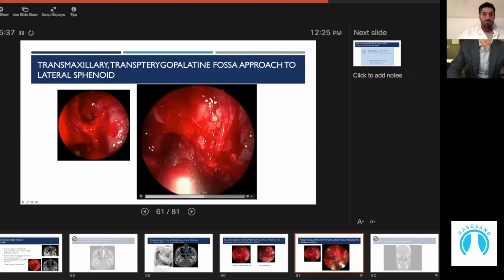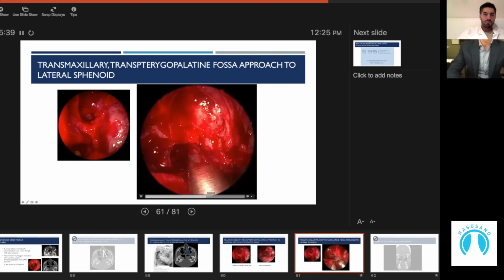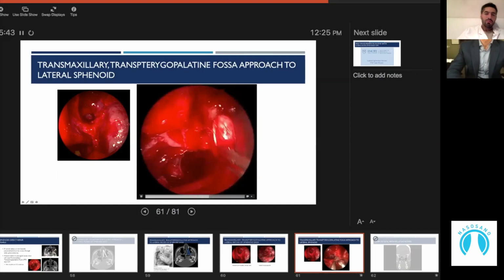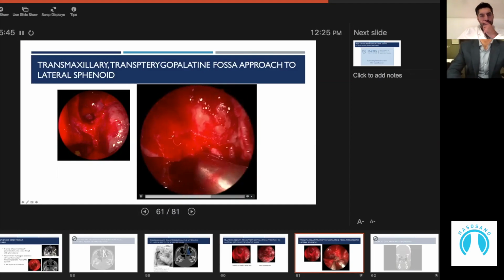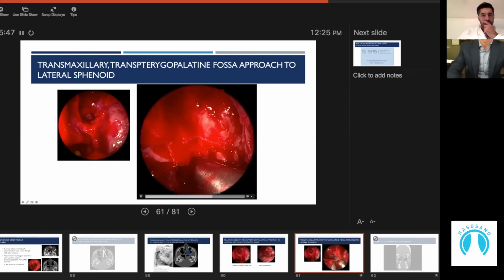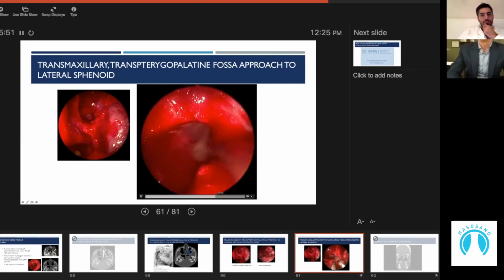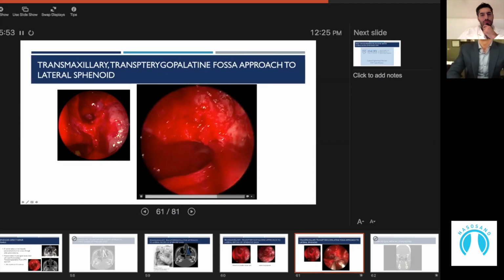I'm going to fast forward this for the sake of the video. Now we see the palatine nerve right here, as you see, moving vertically through that space. We can either transect that, but the patient will have palate numbness. We could try to mobilize it. As you see here, we're mobilizing it.